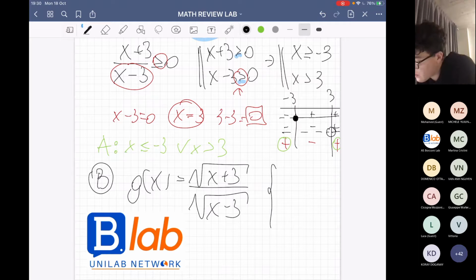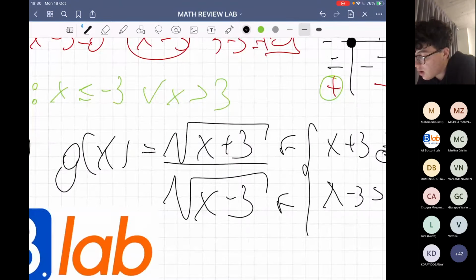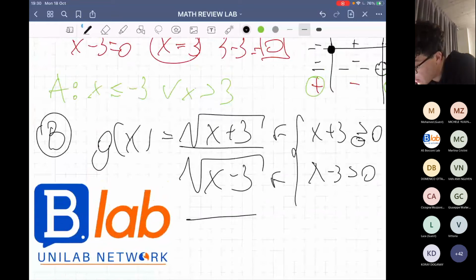So we say that x plus 3, also in this case, is greater than or equal to 0 because of the square root as before. In this case it's in the numerator, so we can keep the equal sign. Instead, in the denominator, we cannot keep the equal sign, so we put x minus 3 greater than 0. And in this case, we do another kind of system.